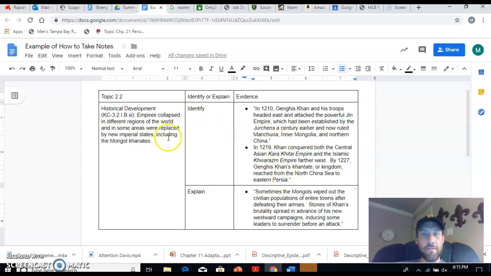You can do it as I've identified it here, but you all are way more creative than I am, and you might have a better way of taking notes. You just need to have the identification of what you are talking about, the historical development, thematic focus, etc. Are you identifying or explaining, and what is the evidence that you're using?